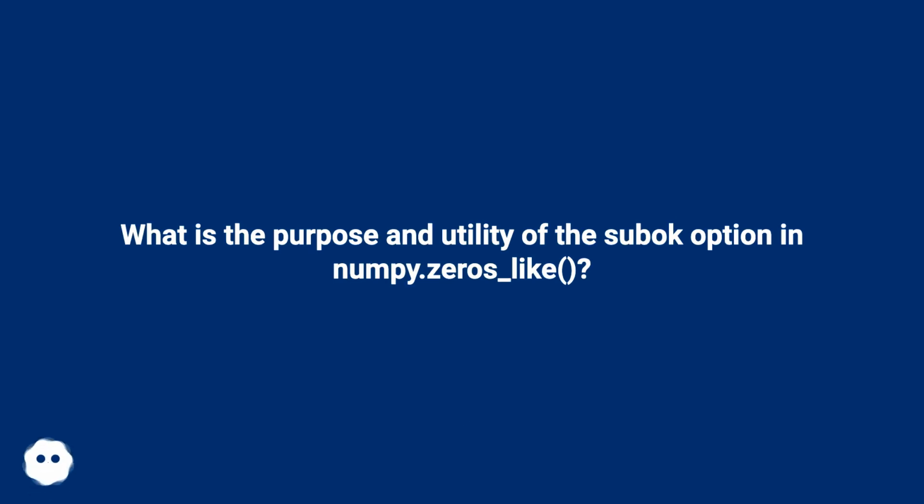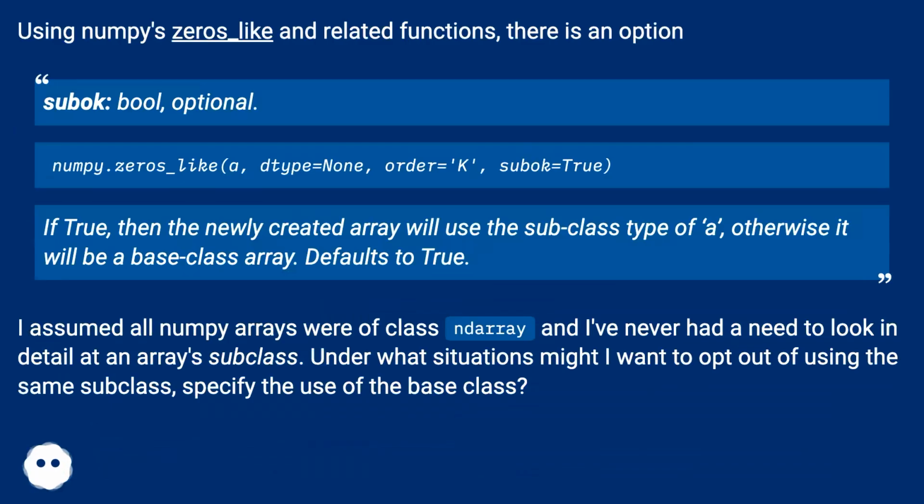What is the purpose and utility of the subok option in numpy.zeros_like? Using numpy.zeros_like and related functions, there is an option: subok, bool, optional. numpy.zeros_like(a, dtype=None, order='K', subok=True).